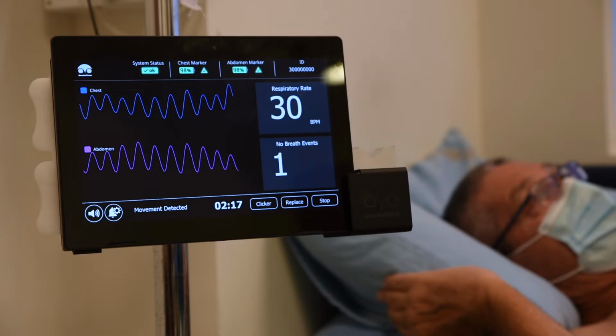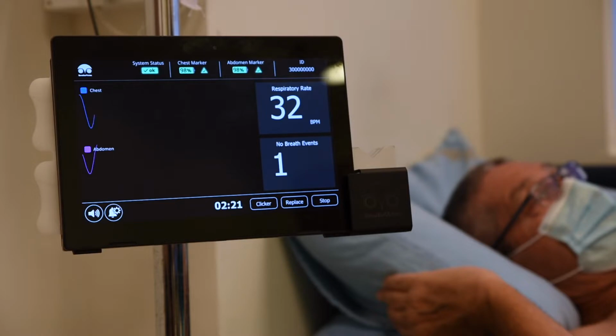We'll now ask our patient to breathe normally at a normal respiratory rate. And so we'll see how the waveforms slow down and the respiratory rate will drop back down to the normal values around 12 to 15.